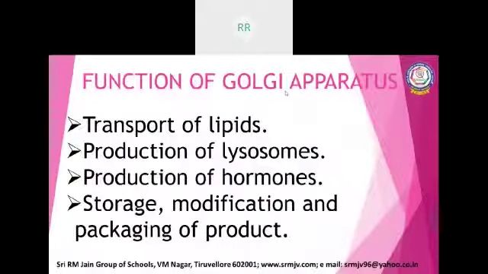Function of Golgi apparatus: it helps in the transport of lipids. It helps in the production of lysosomes. It helps in storage, modification, and packaging of products in vesicles. It helps in the production of hormones.